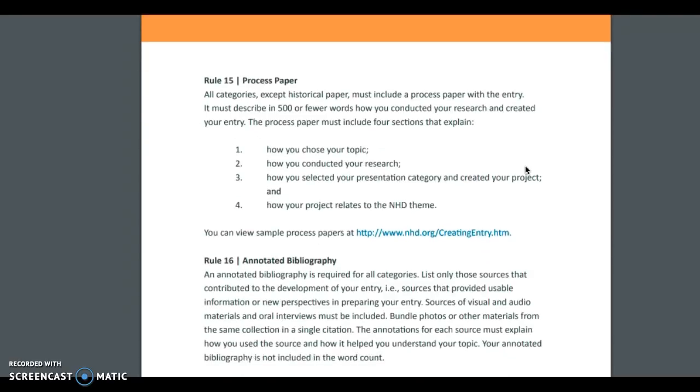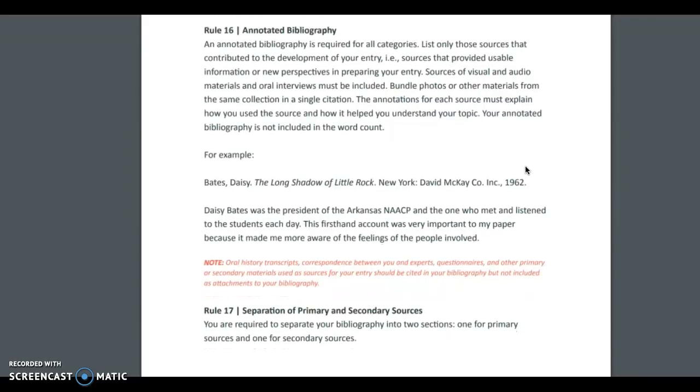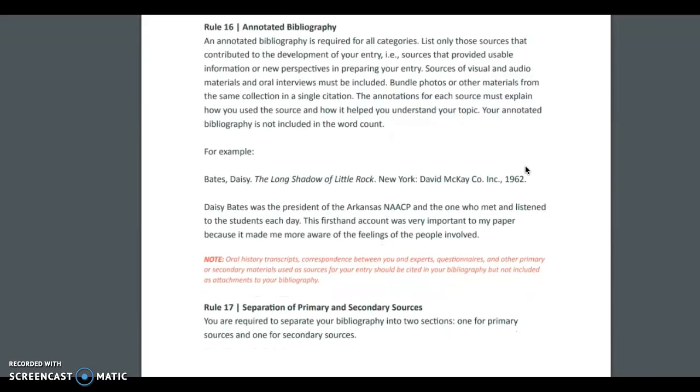The annotated bibliography is kind of the next step, and the only thing that I really want to talk to you about today is formatting. You have all of the necessary information for your annotated bibliography if you've been following the steps. The annotated bibliography is required for all categories, and you'll notice it says list only those sources that contributed to the development of your entry, or sources that provided usable information or new perspectives in preparing your entry.